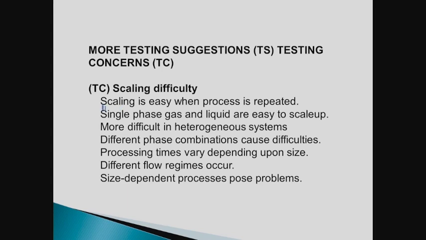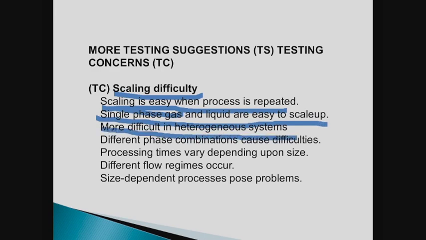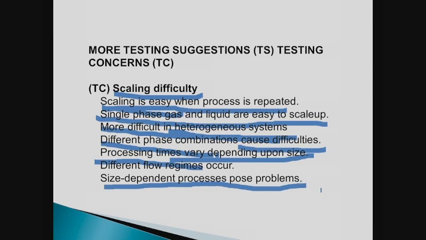Now then, scaling difficulty. Scaling is easy when the process is repeated. You also find single-phase gas or liquid easy to scale up. Scaling is more difficult in heterogeneous systems. Different phase combinations cause difficulties. Processes vary depending upon size. Different flow regimes occur, and size-dependent processes impose problems.